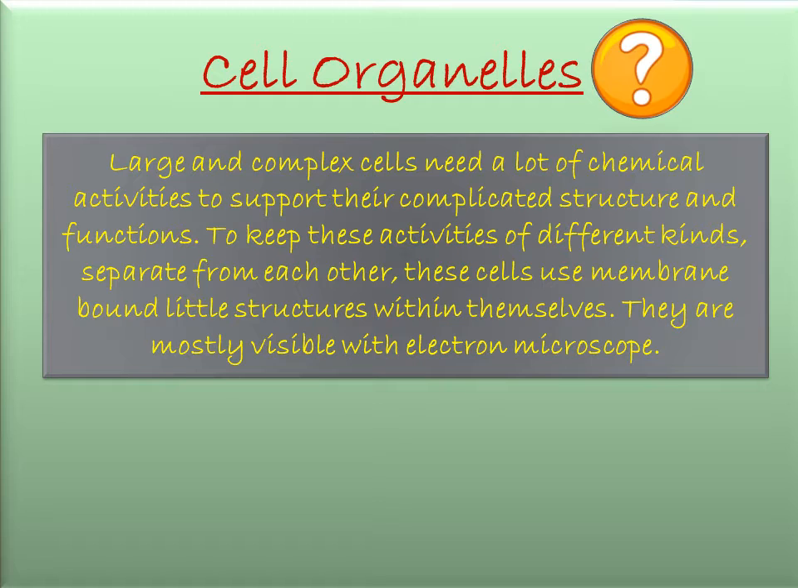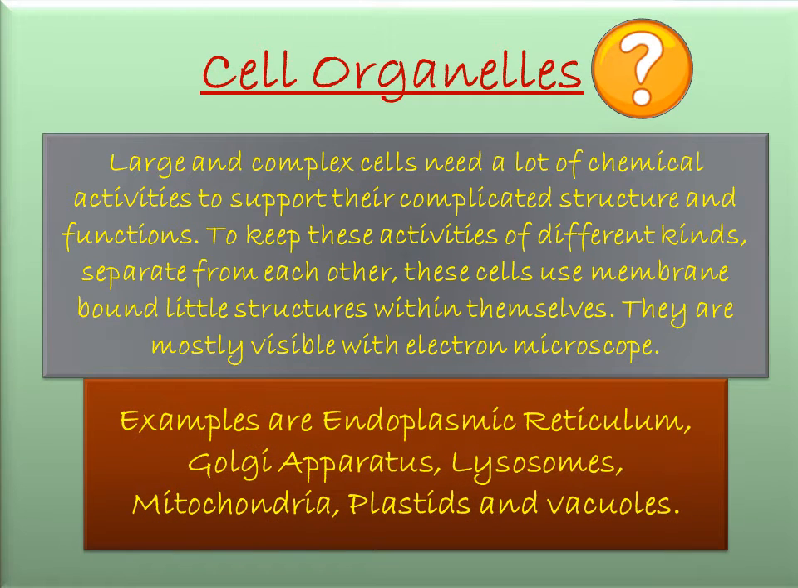So this can be the definition of cell organelles, and these organelles are visible mostly with an electron microscope only. Okay, here are the examples: endoplasmic reticulum, Golgi apparatus, lysosomes, mitochondria, plastids and vacuoles. So please go through the definition once again and remember the examples also. Okay. In today's video, we will only discuss endoplasmic reticulum.